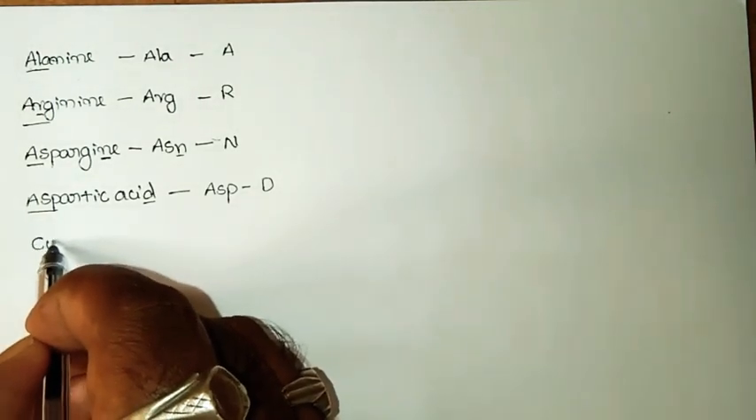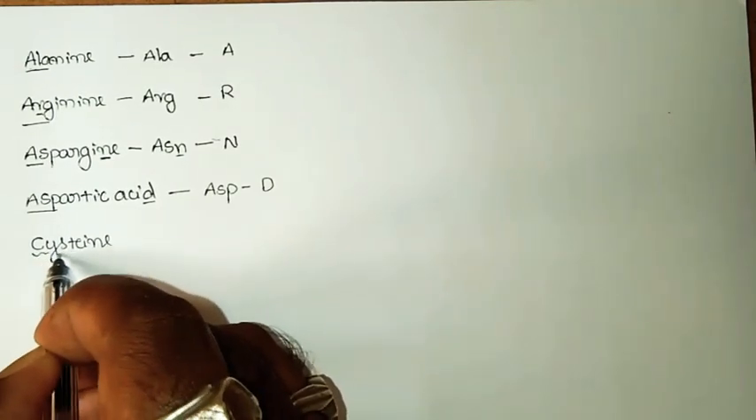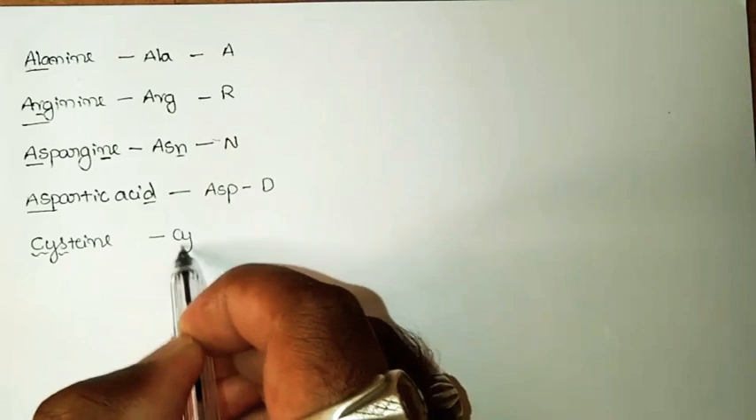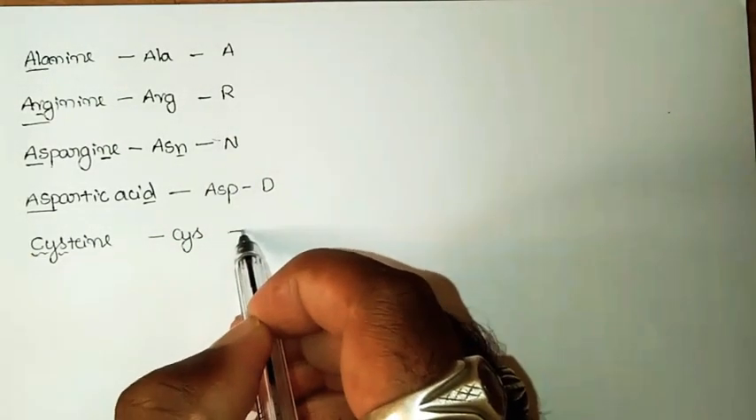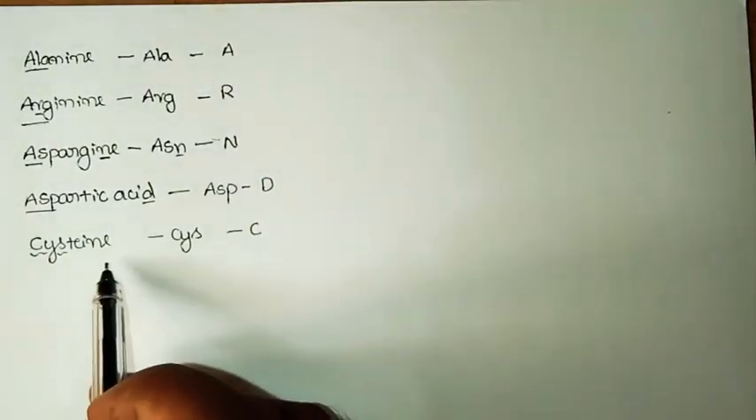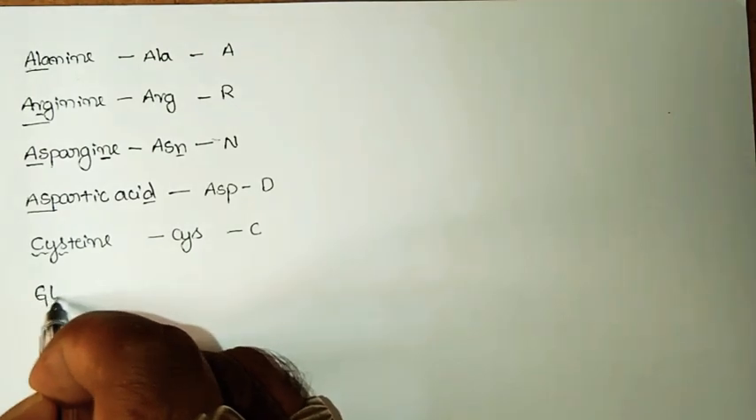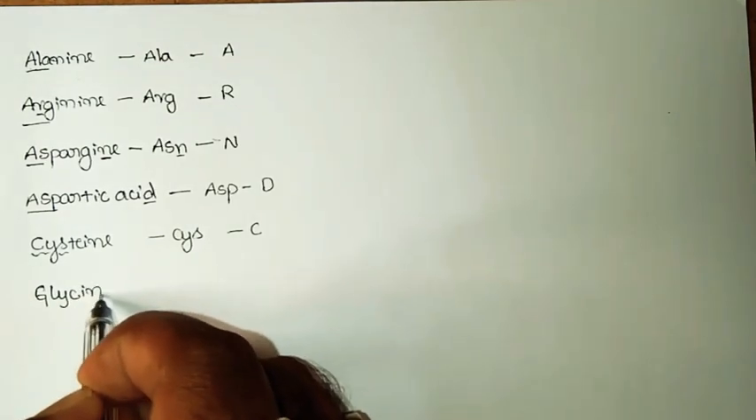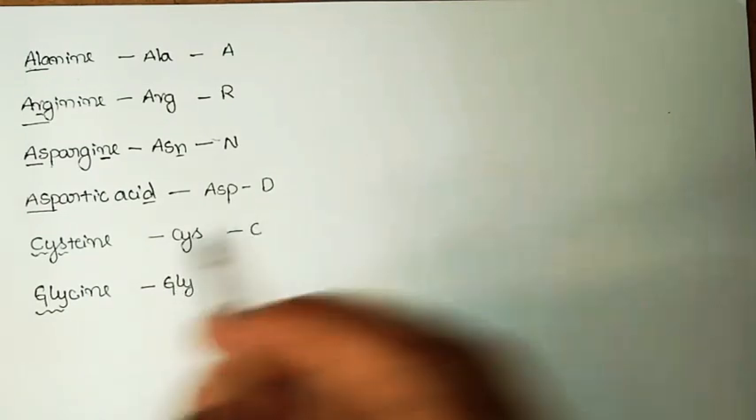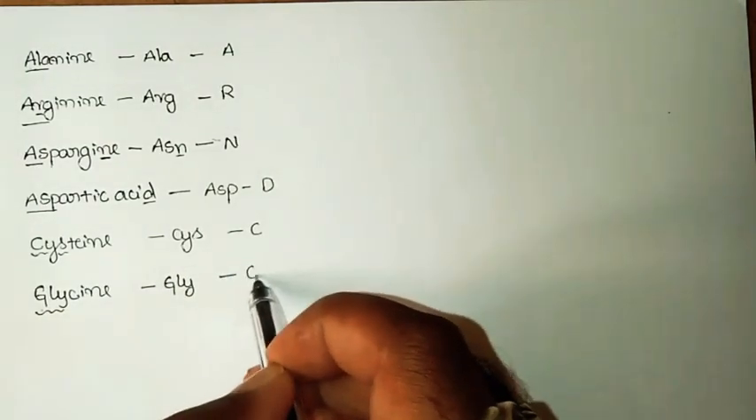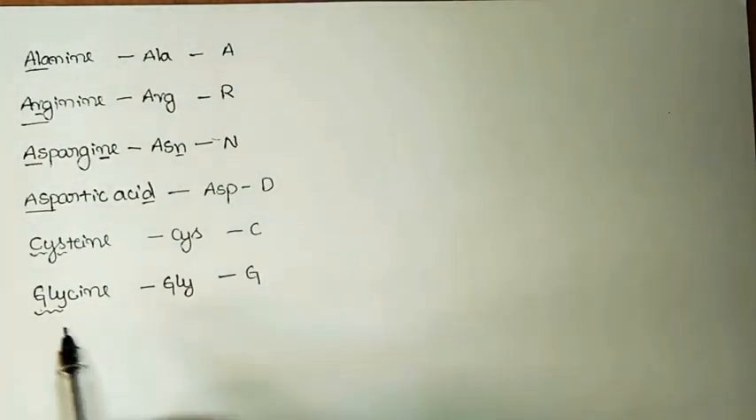And the next amino acid is cysteine. The first three letters will be taken. CYS is the three-letter code for cysteine, and the first letter C is the symbol for cysteine. And the next amino acid is glycine. The first three letters will be taken to symbolize glycine, and the first letter G will be taken for indicating the presence of the amino acid glycine.